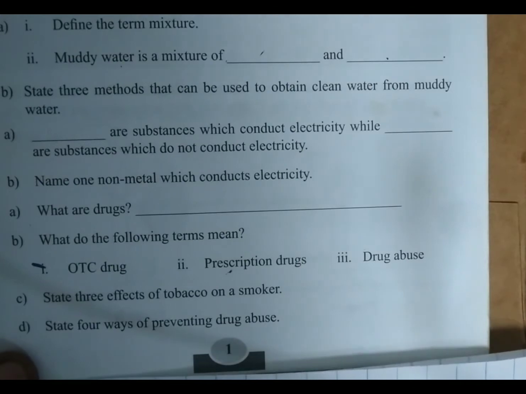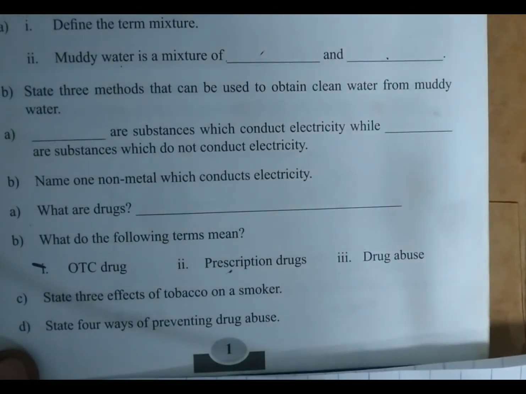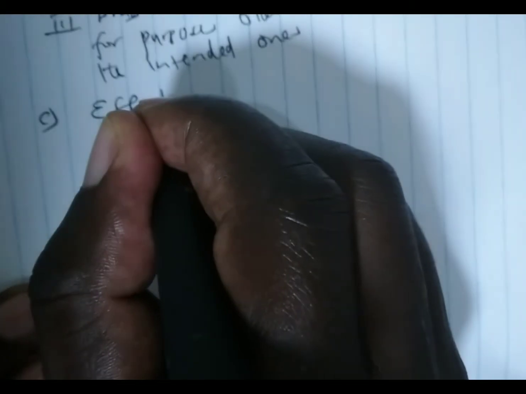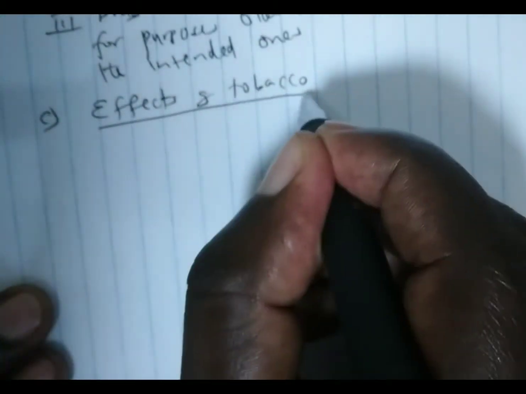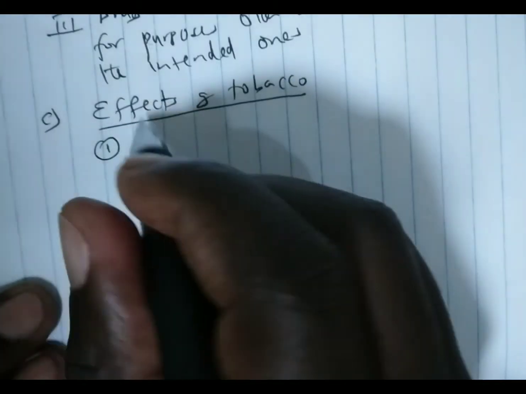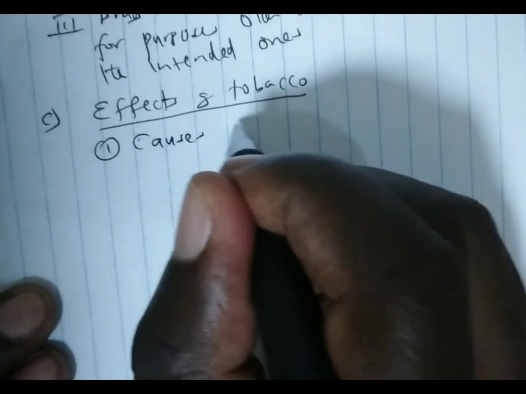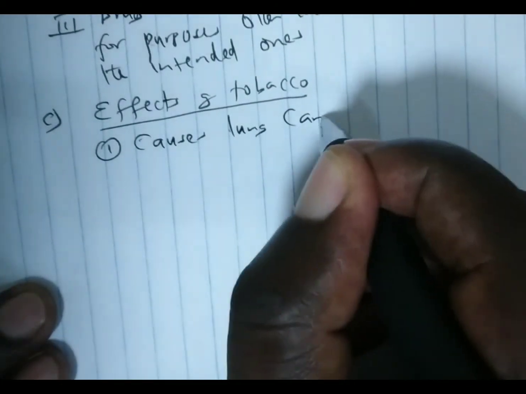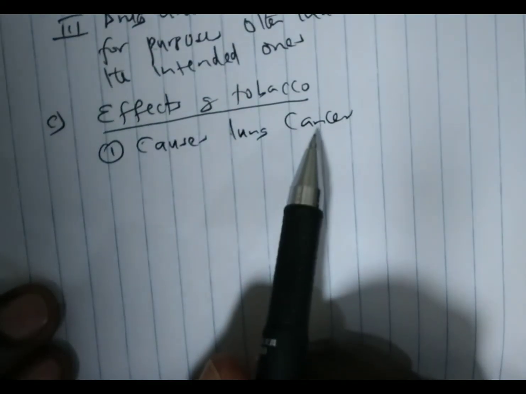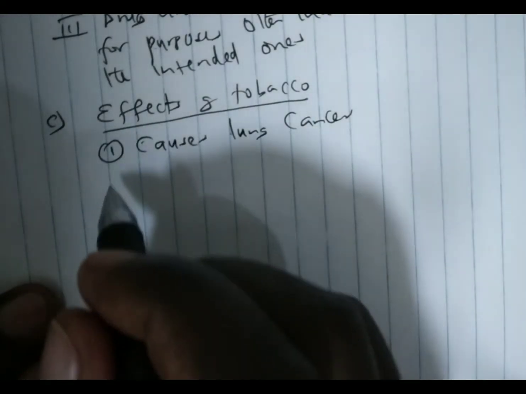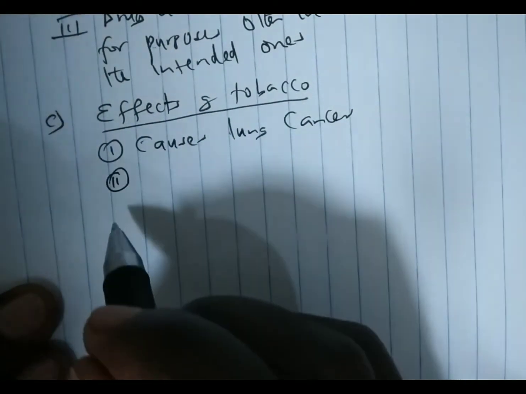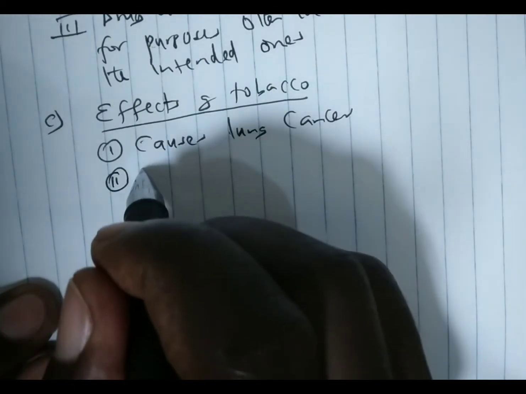We go to question number 4, part C, state 3 effects of tobacco on a smoker. We talk about effects of tobacco on the user. Number 1, tobacco causes what we call lung cancer, because tobacco contains tar, and in tar we have nicotine, a substance that can cause cancer. 2, tobacco leads to addiction.